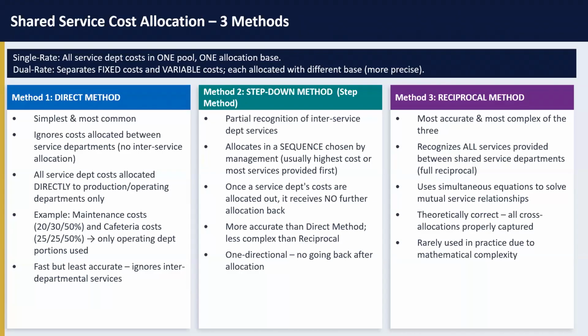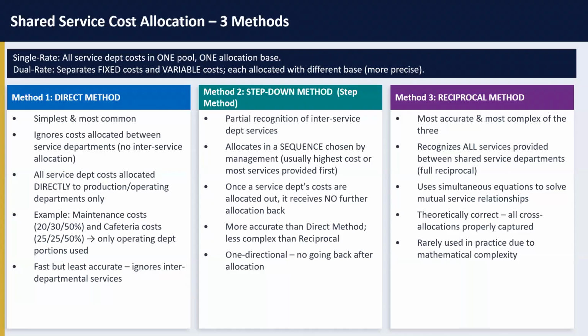Service departments are serving themselves as well, but we are ignoring that. Okay. Then next up, we have the step down method. Here, again, we'll take an example of two service departments and three production departments. Here, one assumption is we assume one of the service departments is serving the other.